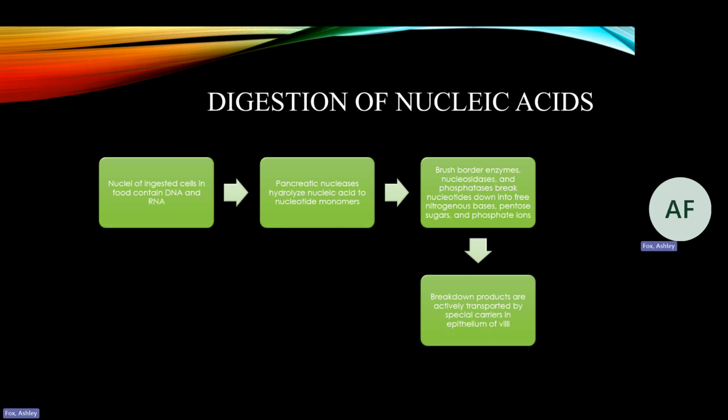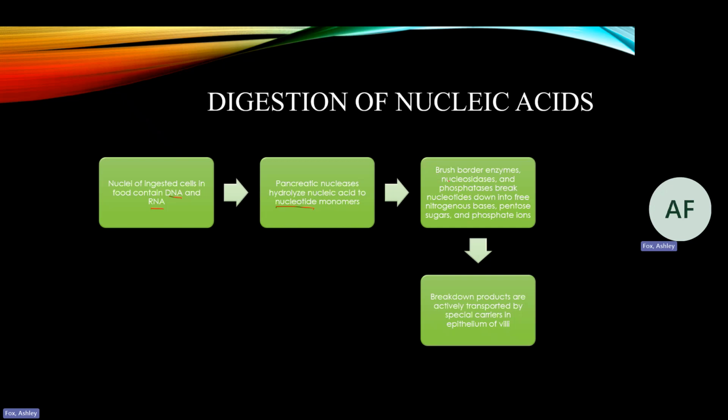Just quickly looking at digestion of nucleic acids. We have cells that we ingest, and those are going to have DNA and RNA, whether in plant or animal cells. So we have nucleases that are going to break down nucleic acids into those nucleotide monomers. So you have that phosphate sugar backbone, and then the A, C, T, or G, or a U in RNA. So it's going to have those nitrogenous bases with them.